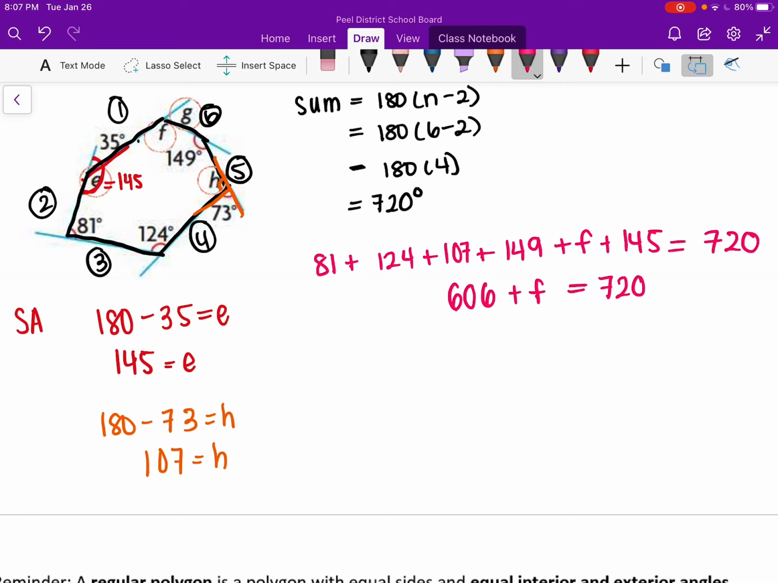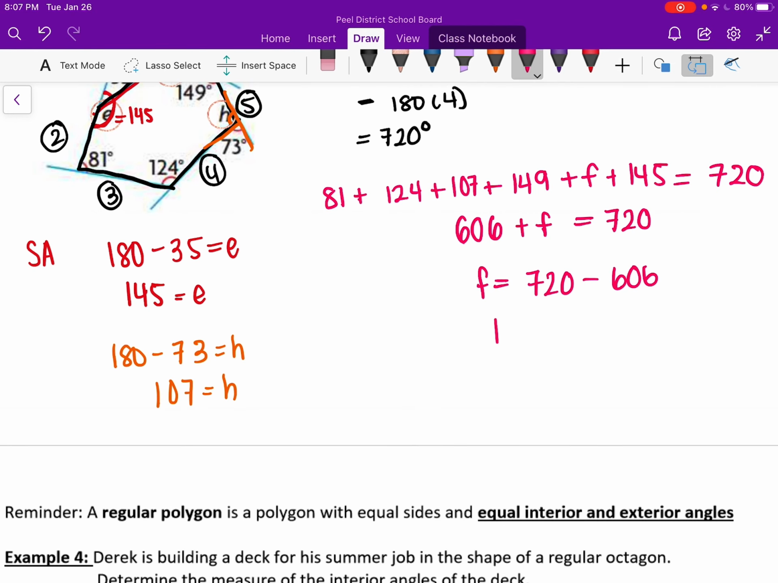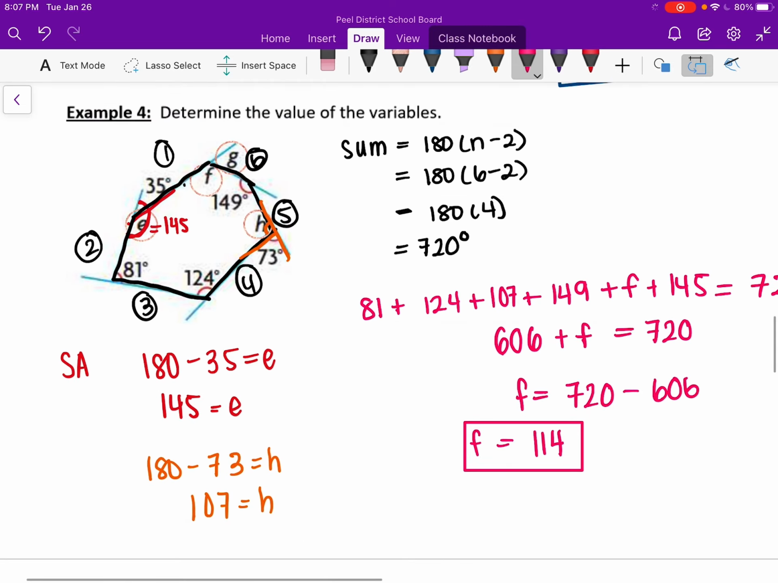Right, and now if I want to find f, I can just move the 606 over to the other side. So it's going to become 720 minus 606, because I subtract 606 on both sides. So 720 minus 606 is going to give me 114. So 114 is equal to f. Okay, so I know that f here is 114.